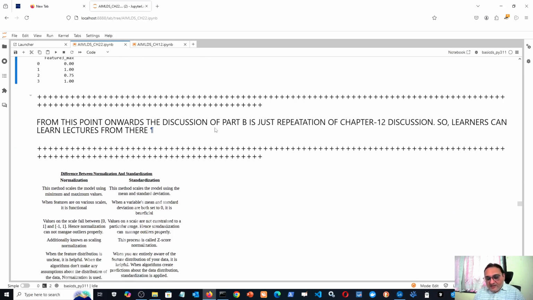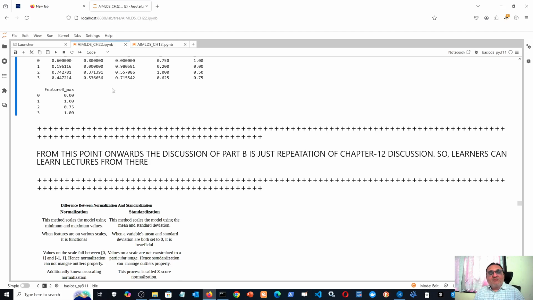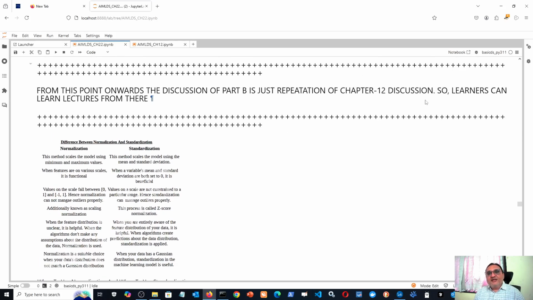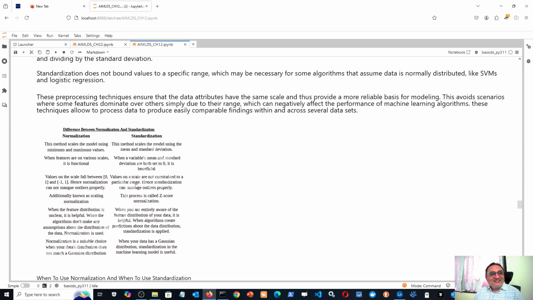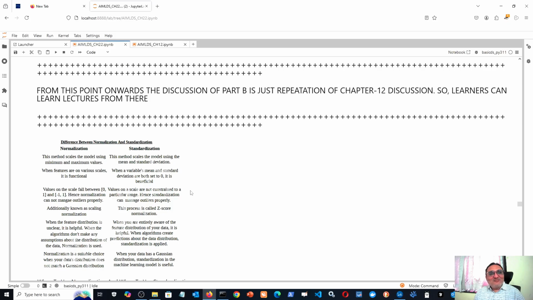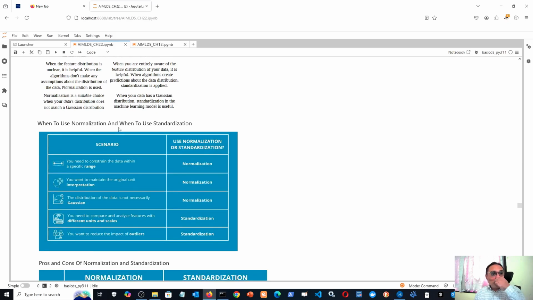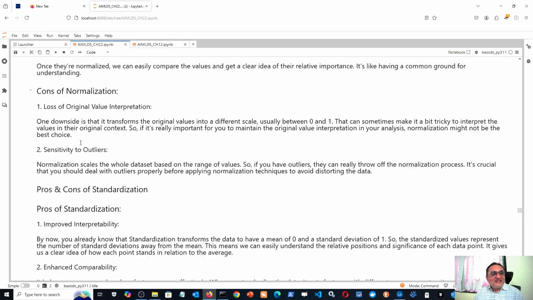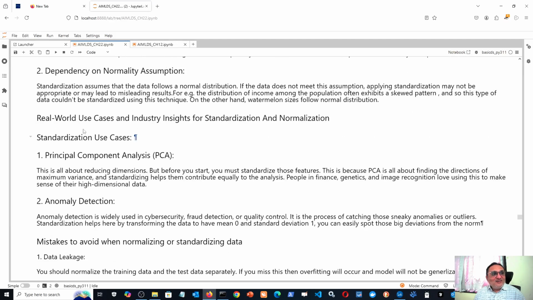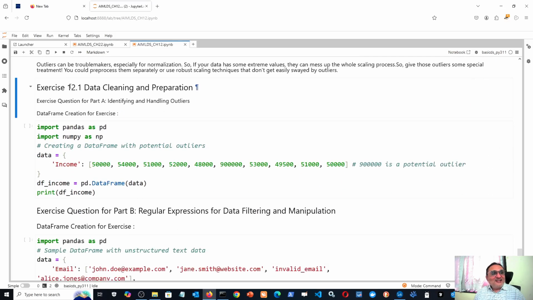Part B is where we are doing the scaling techniques: standard scaler, min-max scaler, and the normalization. So normalization was new, but the rest of the things are a repetition of the chapter 12 discussion, and I can show you chapter 12 here, because some may feel it is coming from so far away. You can see this is the difference between normalization and standardization, and when to use normalization and when to use standardization. Here, the word normalization means min-max scaling. Then the pros and cons of min-max scaling and standard scaling, where they are applicable, and what the advantages and disadvantages are.